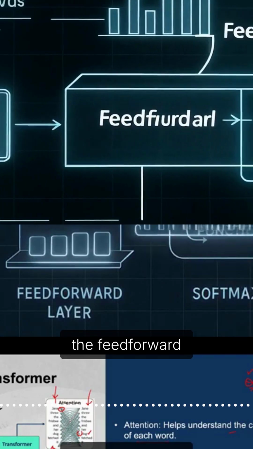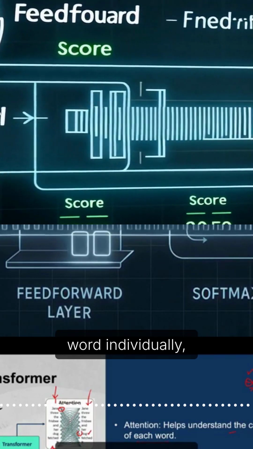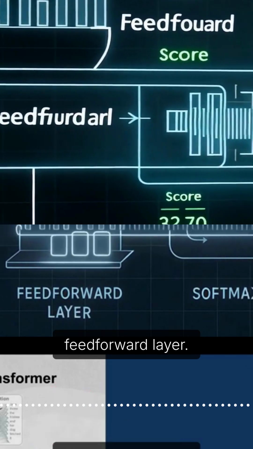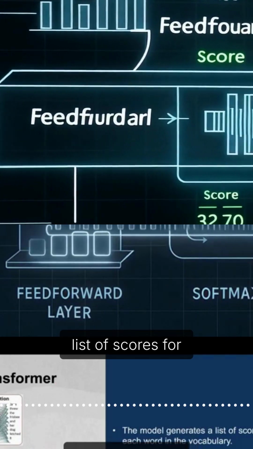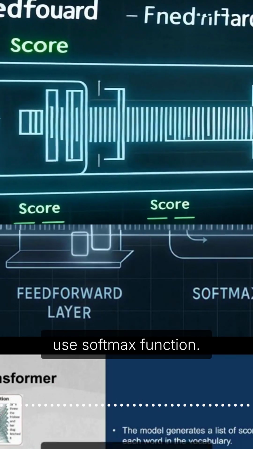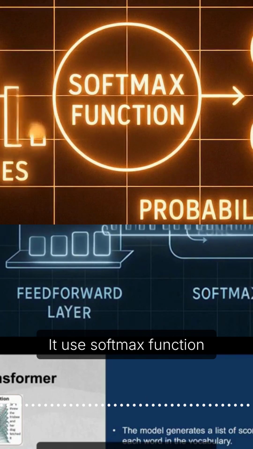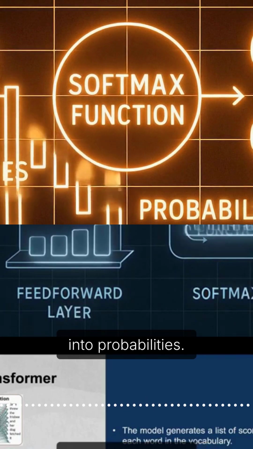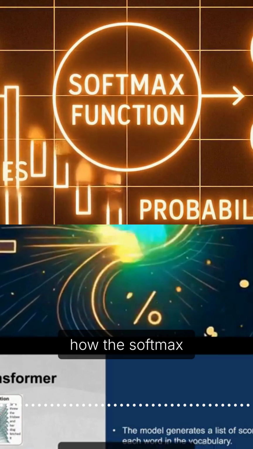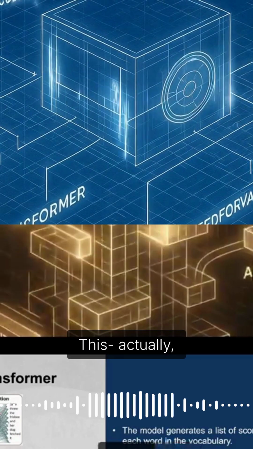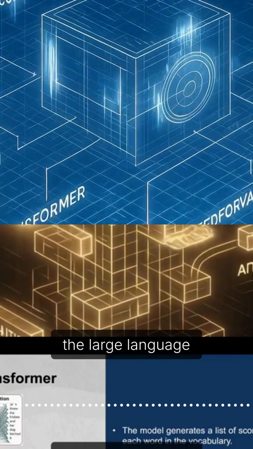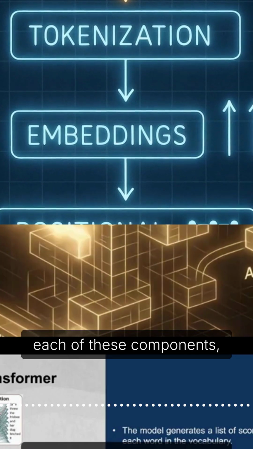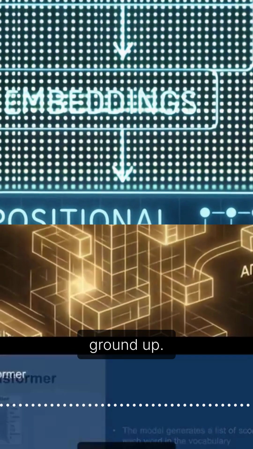Then the feed forward layer applies a specific function to each word individually. So we have attention, then feed forward. The model generates a list of scores for each word in the vocabulary, and uses the softmax function to turn these scores into probabilities. Again, it's a mathematical function. How the softmax function is applied, we'll understand that also while building the model. This presentation explains the whole concept of building the large language model from scratch, and we'll be building each of these components thoroughly from the ground up.